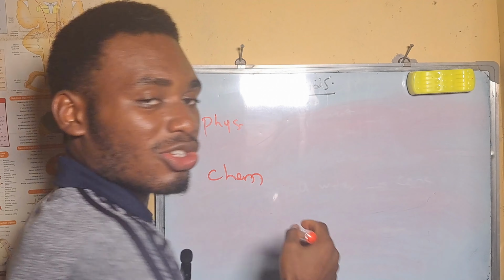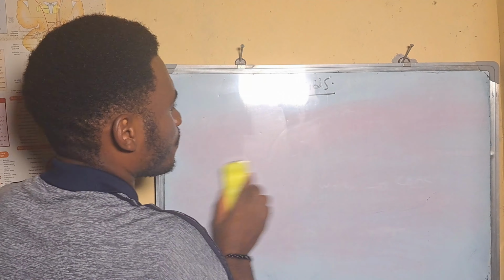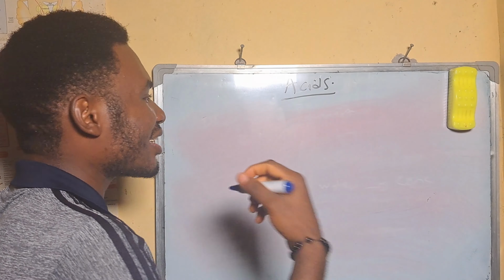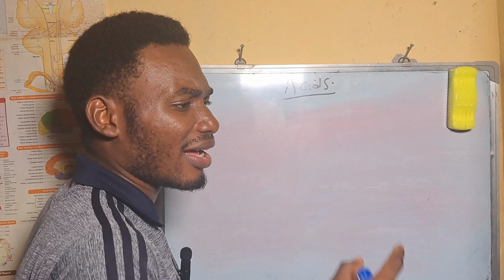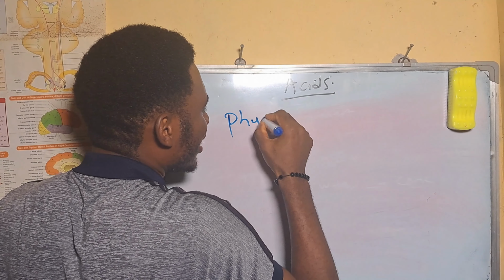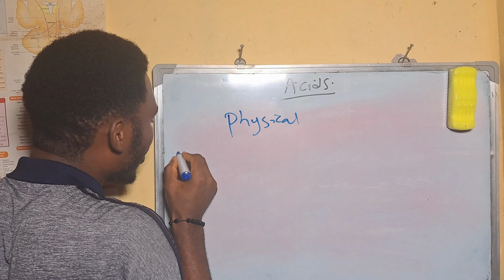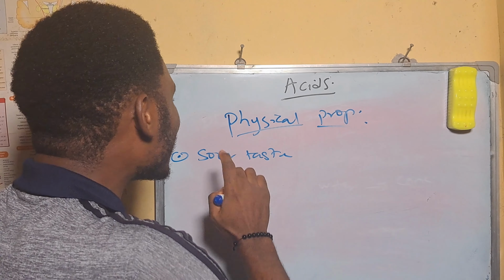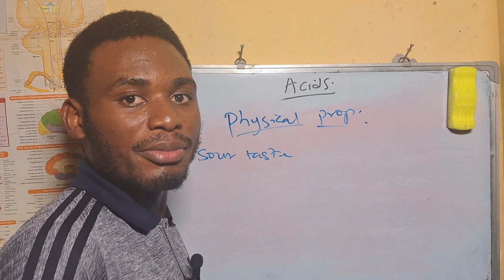Let's discuss the physical properties. What are the physical properties of acids? What are the physical signs that you can see in a substance and say, this is an acid, or this is likely to be an acid? Number one physical property of an acid is that acids have a sour taste when you place them on your tongue.